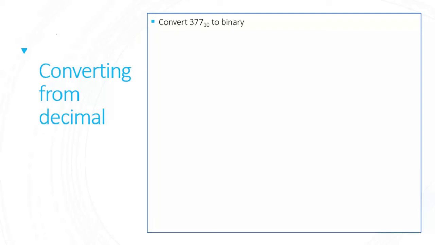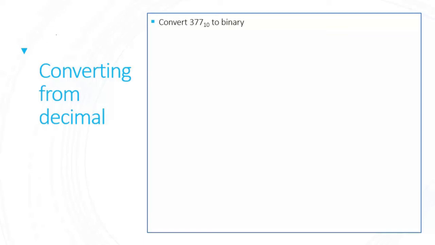Converting from decimal, rather than converting among binary, octal, and hex, or converting binary, octal, and hex to decimal, is a little bit trickier. There's no shortcut here. I will show you two methods though, one that is a little bit of a shortcut compared to the first one.